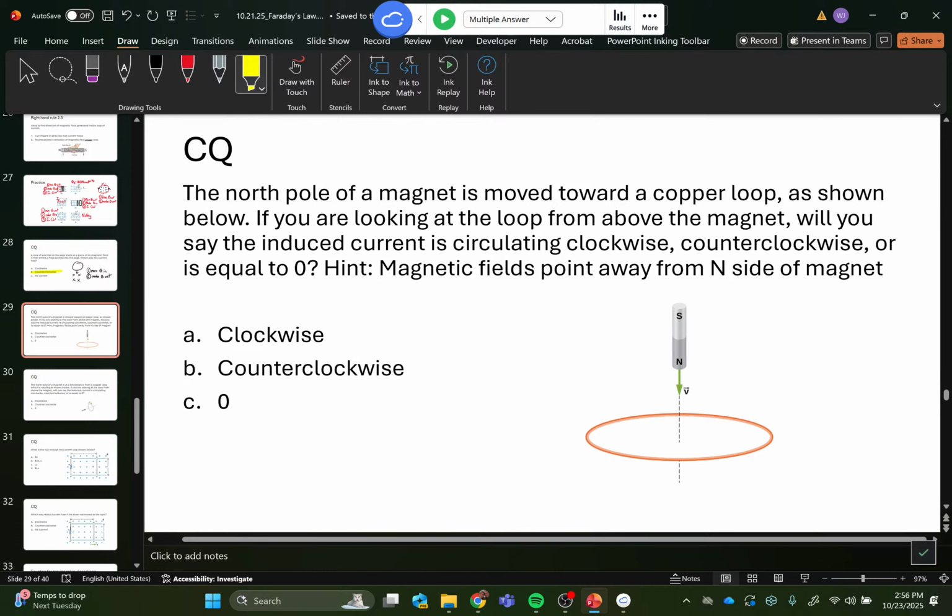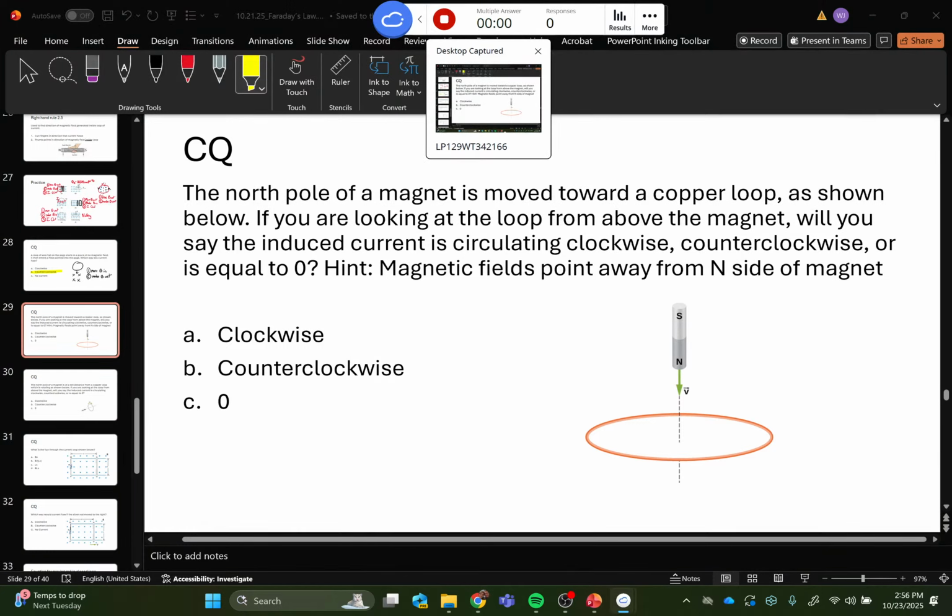Use those 2 pieces of information. There are no fields drawn here. You need to draw them. You need to determine the direction, and you need to determine if I'm getting more or less of them as this magnet approaches. So it's the same process. Am I getting more or less, and in which direction do they counteract each other?